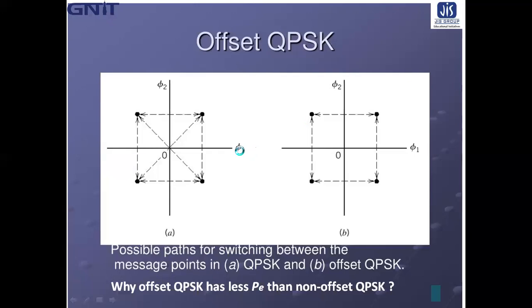Now, the extent of amplitude fluctuations exhibited by QPSK signals may be reduced by using offset QPSK. So this first diagram is the non-offset QPSK, and the second diagram is the offset QPSK, in which we only allow plus minus 90 degree phase change, or even there may be a chance of no phase change. But offset QPSK does not allow the plus minus 180 degree phase shift.